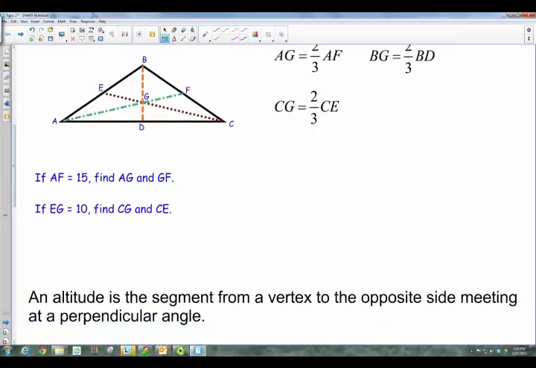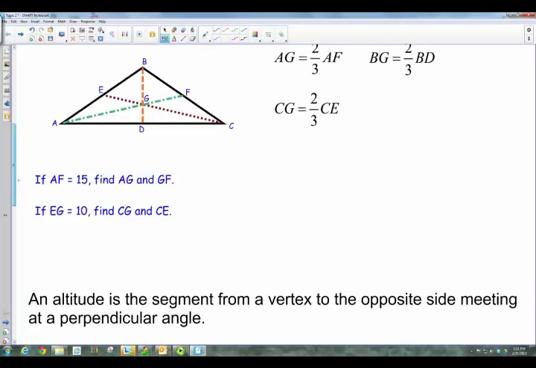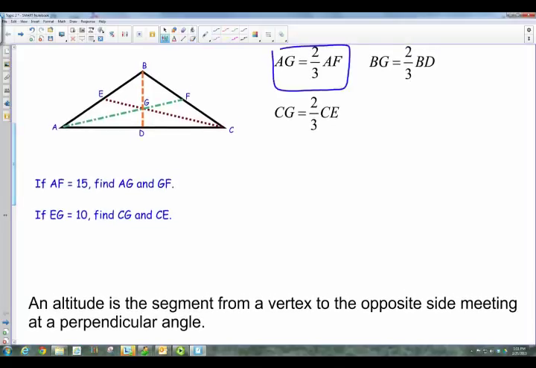So for this first one, it tells you that AF is 15. So from A all the way up to F, we have 15. They want to know what is AG and what is CF. So a couple different ways to do that. If we know that that whole thing's 15, I can take AF, and remember we've got this ratio, or this relationship right here. I can say that AF is 15, so AG equals 2/3 times 15.